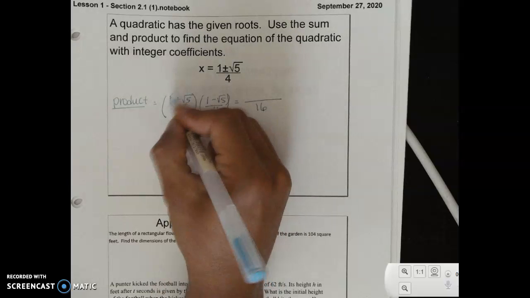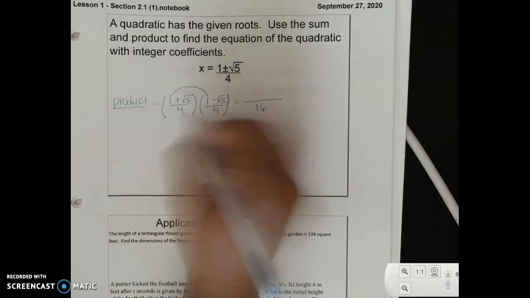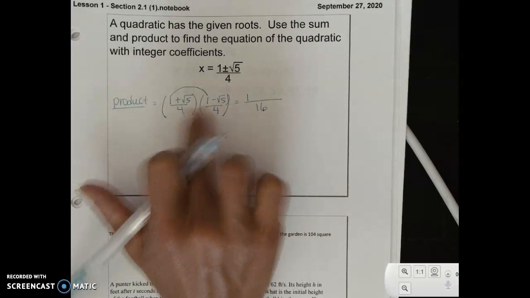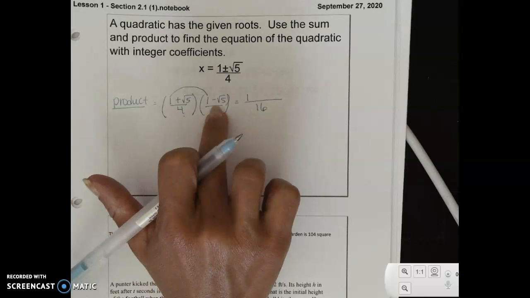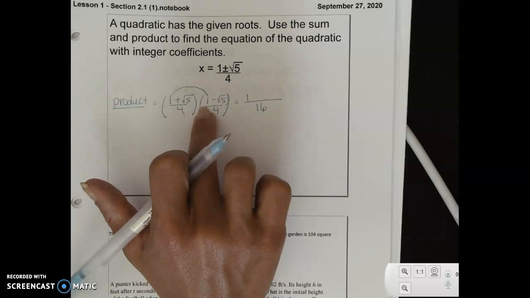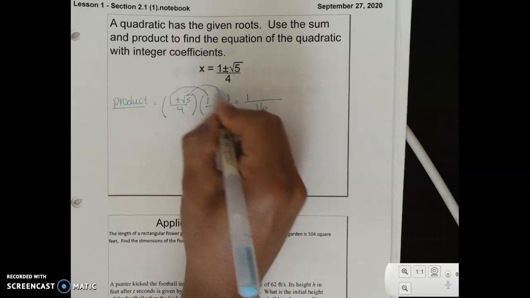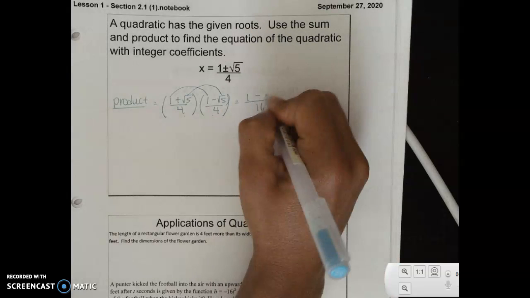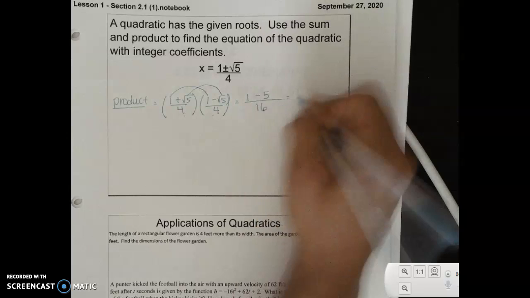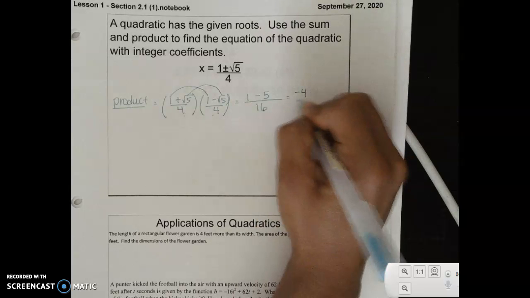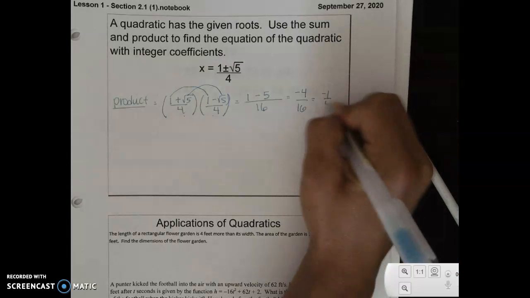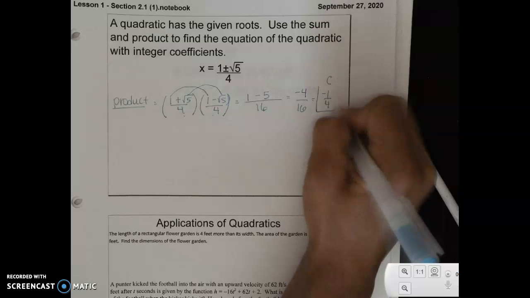So what's going to end up happening is when we FOIL, okay, we multiply these out, 1 times 1 is 1. The outsides and the insides cancel. So the outsides give us negative root 5, insides give us positive root 5, and those are going to cancel. So really all I need to do is just multiply the first and the last. So the last terms are going to give me minus 5 here. So I end up with -4 over 16, which reduces to -1/4. So this is like my C value.